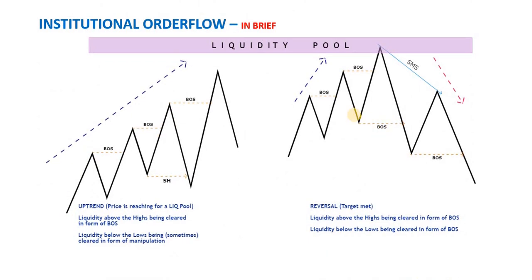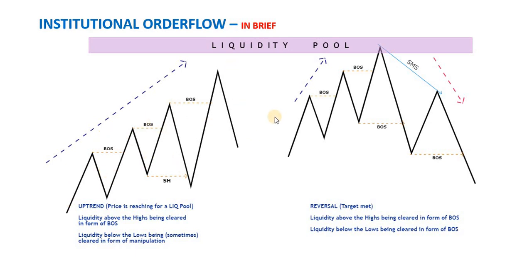Institutional order flow in brief. I will also say something, the little I know about institutional order flow. Now, the first point I would like to make is this: price actually trends, the market trends because they are seeking liquidity. So if we have a liquidity pool above, this market can continue to trend up until the liquidity pool is cleared. Okay, so until the price gets to this liquidity pool, this uptrend will continue.